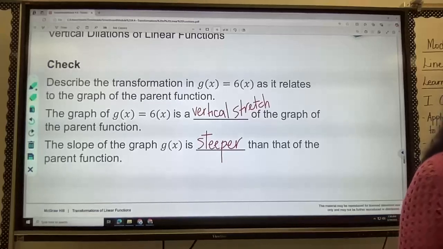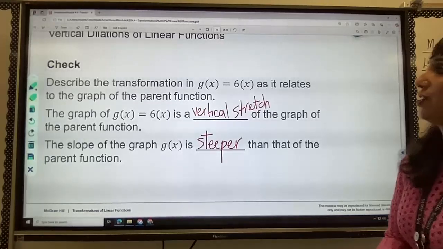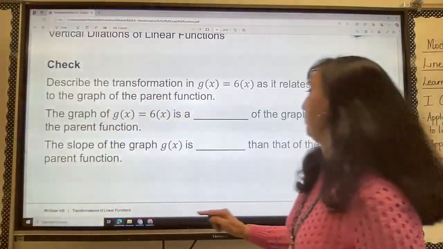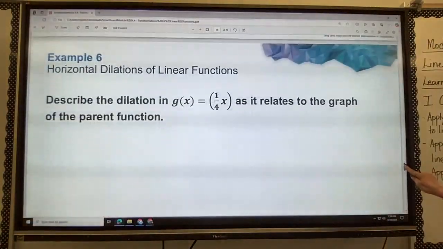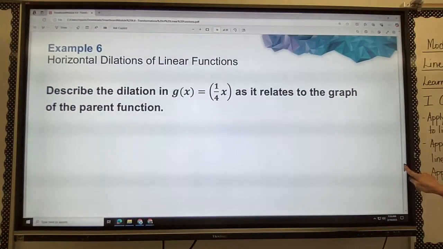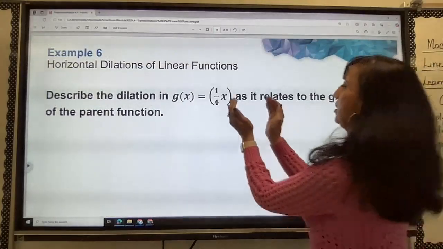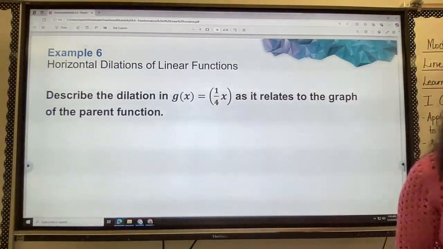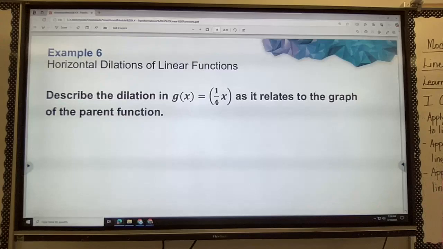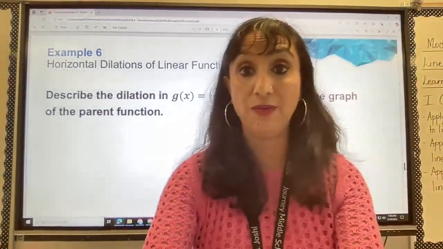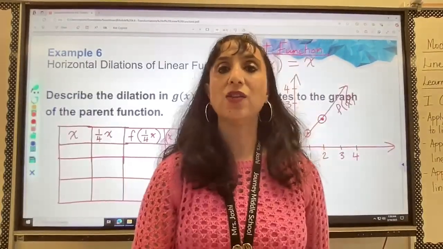Now, let's look at a horizontal dilation. Okay, so let's look at this one. Now see how this is grouped together, and that's what makes it a horizontal dilation, because this is grouped together. And now we are going to go ahead and see how this one differs from the other one that we just created. All right, so let's look at this one.